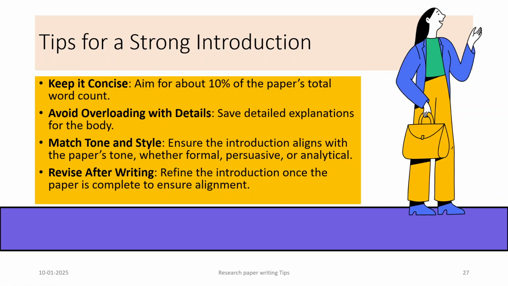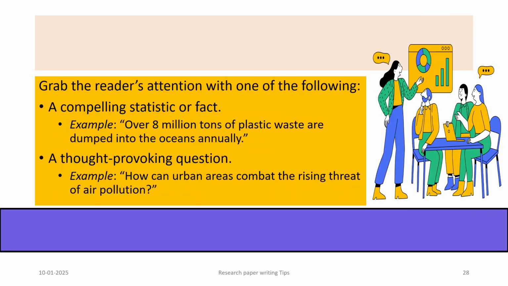Say for example, how to recommend for a strong introduction. First, keep it concise. Aim for about 10% of the paper's total word count here. Then avoid overloading with the details. Details are not required here in the introduction. Then match tone and style. Ensure the introduction aligns with the paper's tone, whether formal, persuasive or analytical. That should be maintained. Then revise after writing. When the entire paper is written, then you can revise it. Refine the introduction once the paper is complete to ensure alignment. That is important, right?